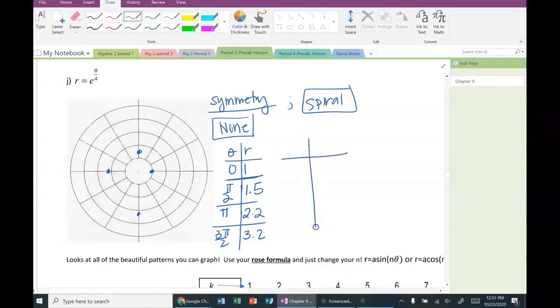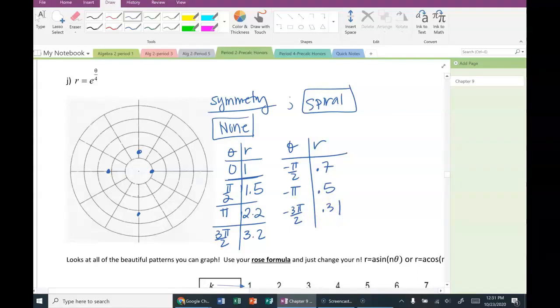I can also go negative. Okay, if I go negative pi over 2, it's about 0.7. If I go negative pi, it's about 0.5. If I go negative 3 pi over 2, it's about 0.31. And again, I'm using a calculator here.